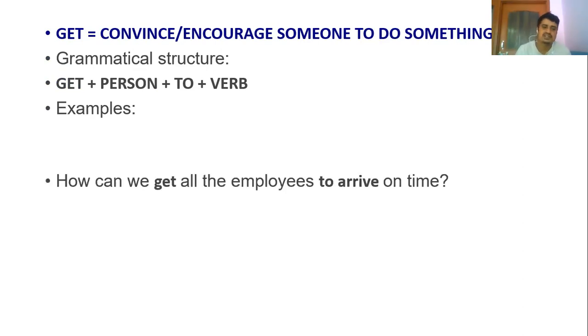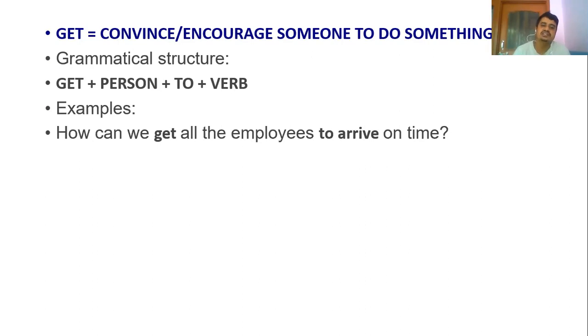Okay, let's check. Is it correct or not? How can we get all the employees to arrive on time? A causative verb get is followed by all the employees. All the employees means person.